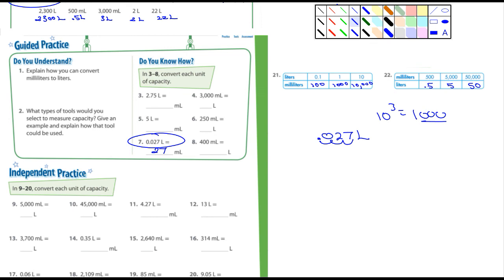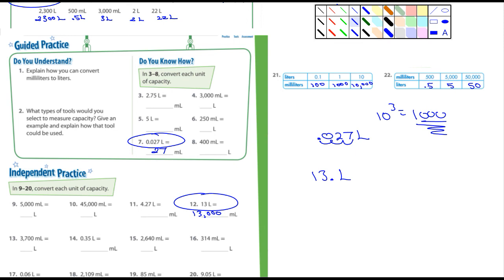All right, let me do number 12 now. So we have 13 liters. Where's the decimal in 13? It's right there, 13 liters. And so we're going from a larger unit to a smaller unit. So we're going to multiply again by 1,000. So we have to move the decimal 3 places. Or we could just look at it as we're just going to add 3 zeros. So that becomes 13,000 milliliters.